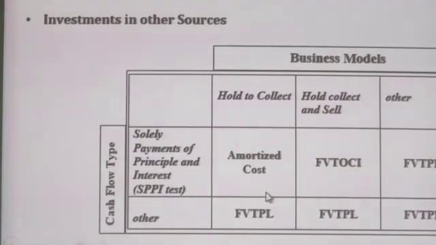Got it? If SPPI not satisfied, it is other. Any item that comes under other will be measured at fair value through P&L. Agreed? If SPPI satisfied but hold to collect and sell, both fair value through OCI. Even though it's satisfying SPPI, if the business model is other, fair value through PNL. Clear?